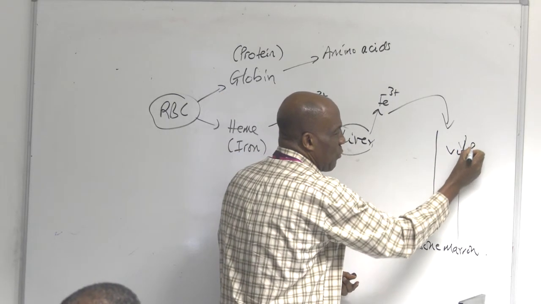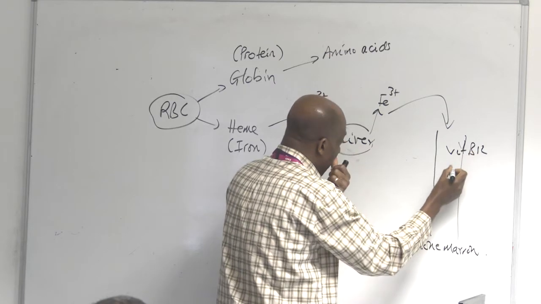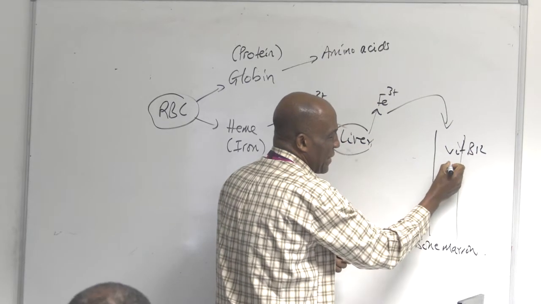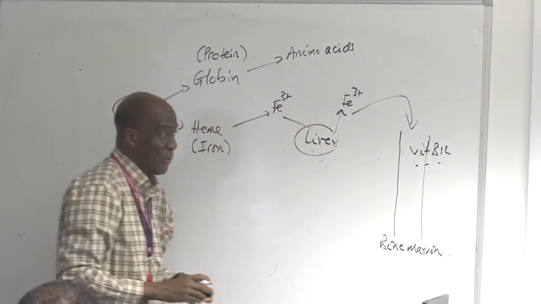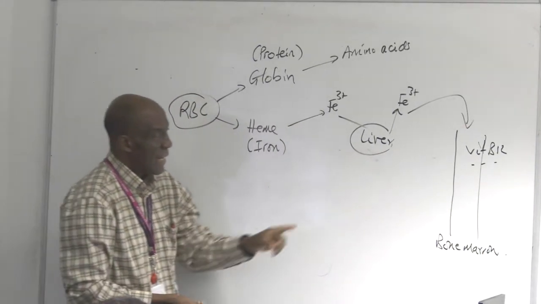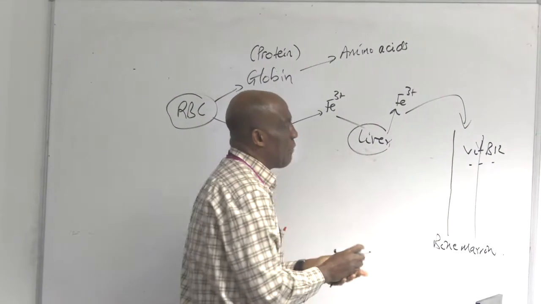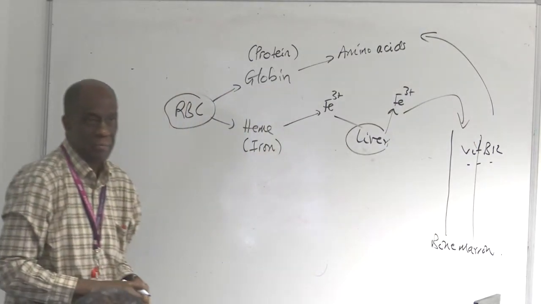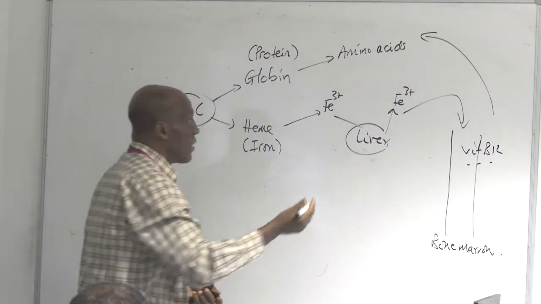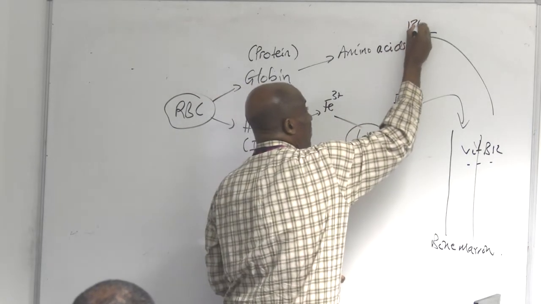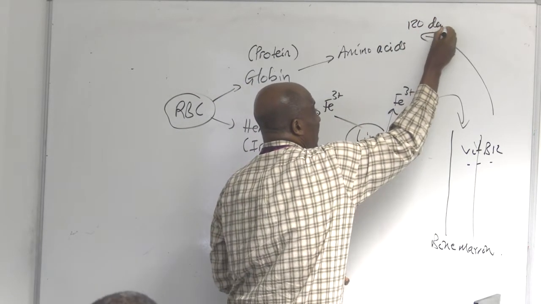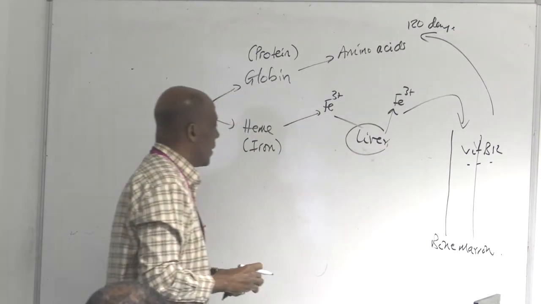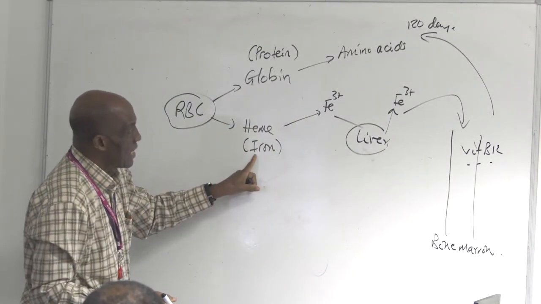So vitamin B12 and other bits in the bone marrow, research more on this. And then the new red blood cells are formed and put into circulation. Whilst they are in circulation, they last for approximately 120 days. So that is the first part of the iron.